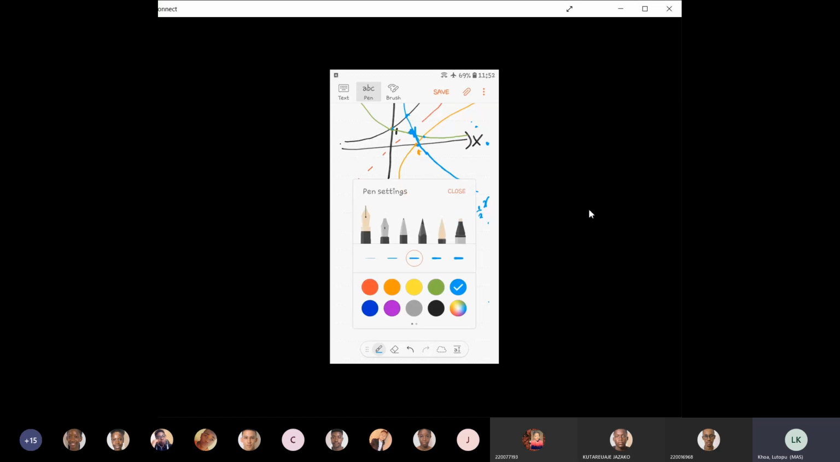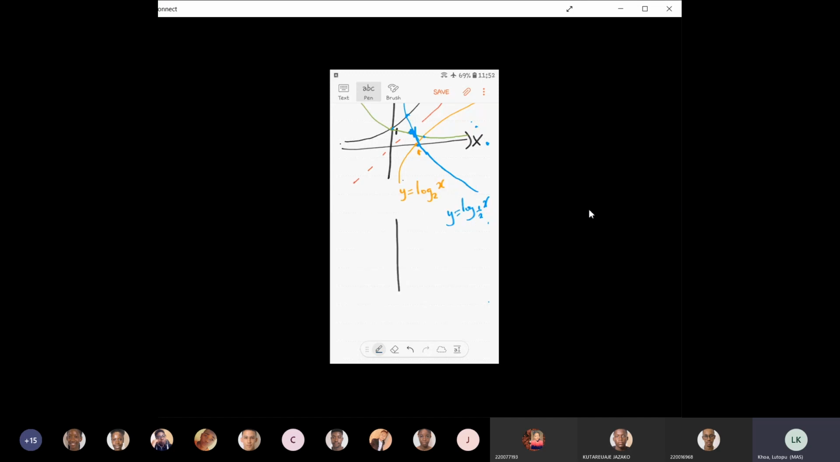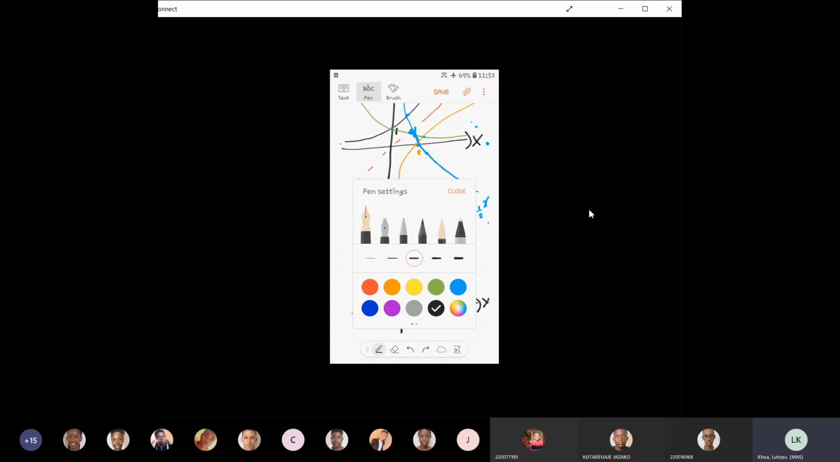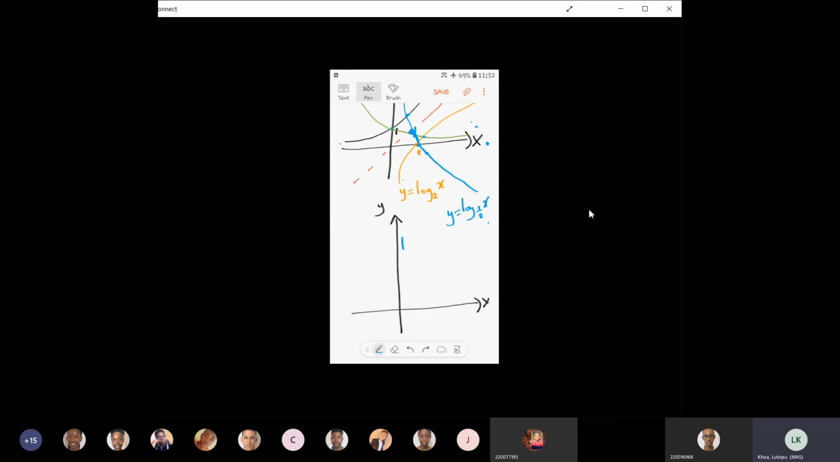So let me draw my axis. Okay, so this is my x-axis. This one is my y-axis. Then the one in blue looks something like this. Let me use blue. The one in blue, it looks something like this. Then the one in orange looks like that. And they are both passing through the point 1 over there.